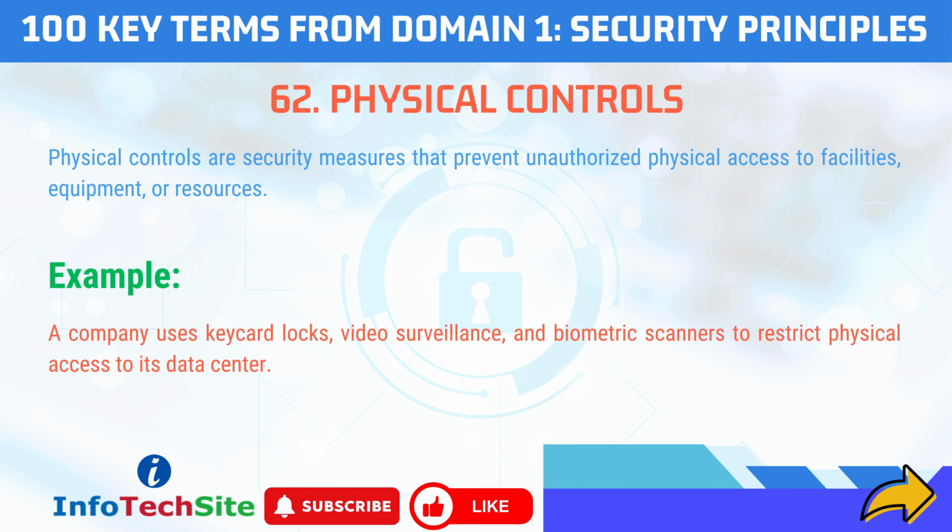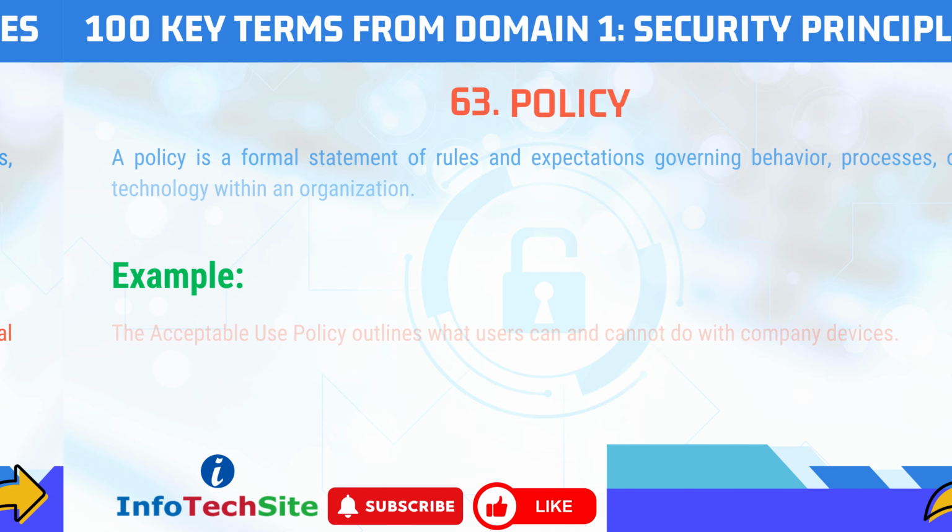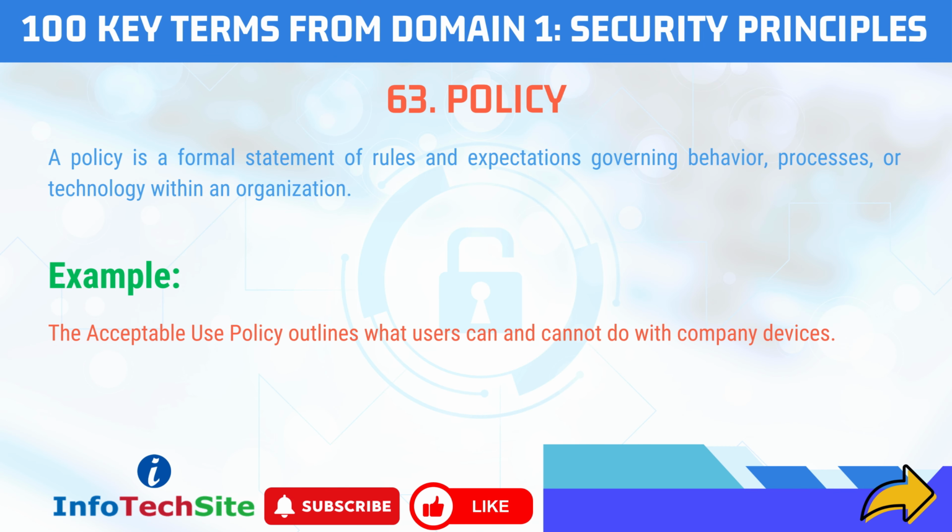62. Physical controls. Physical controls are security measures that prevent unauthorized physical access to facilities, equipment, or resources. Here is an example. A company uses keycard locks, video surveillance, and biometric scanners to restrict physical access to its data center. 63. Policy. A policy is a formal statement of rules and expectations governing behavior, processes, or technology within an organization. For instance, the acceptable use policy outlines what users can and cannot do with company devices.